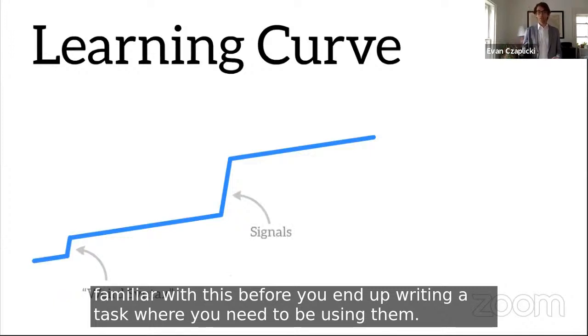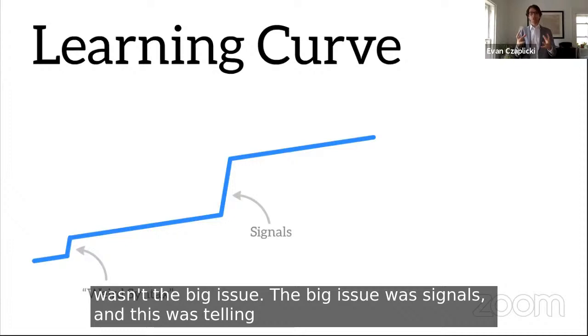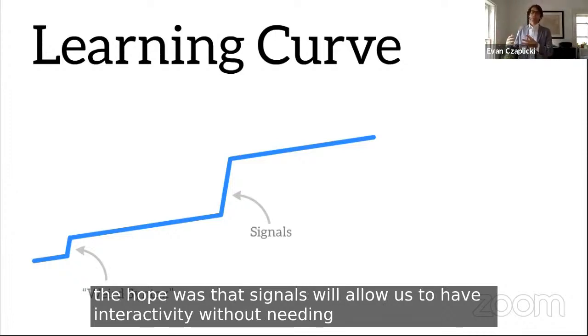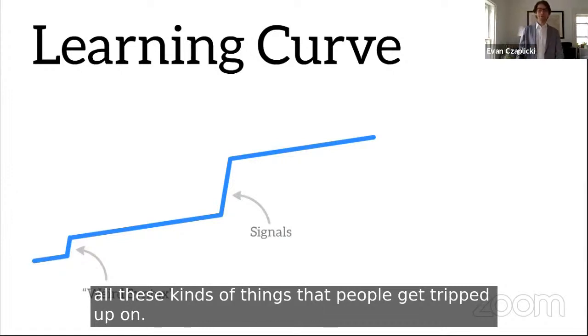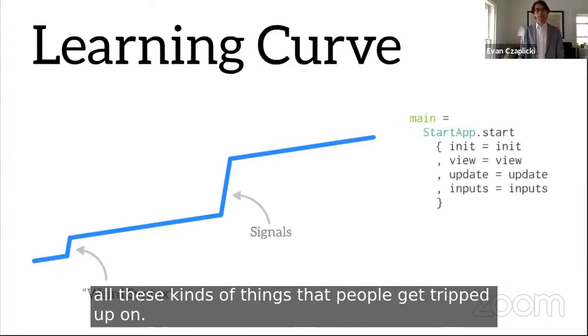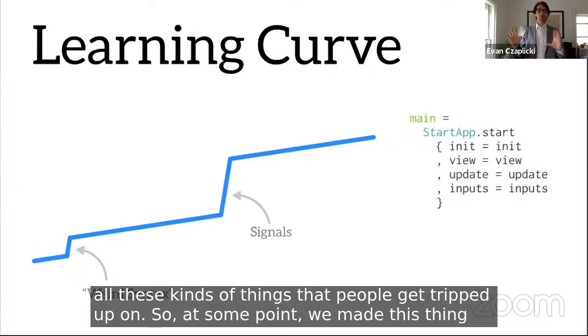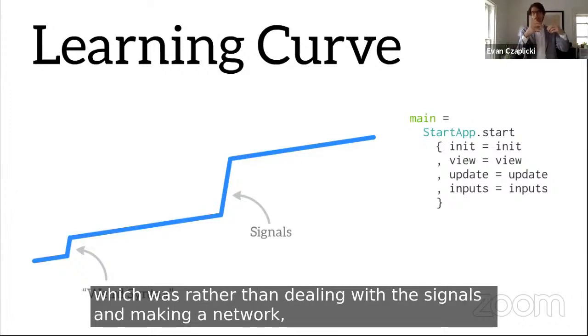The big issue was signals. And so Elm was coming from functional reactive programming, and the hope was that signals would allow us to have interactivity without needing do notation and all these kinds of things that people could get tripped up on, but people were getting tripped up on signals. So at some point I made this thing called Start App, which was, okay, rather than dealing with these signals and making a network, I'm just going to give you a function. You give me a view function, an update function, and I'll set up the signal network for you. You don't have to worry about that.